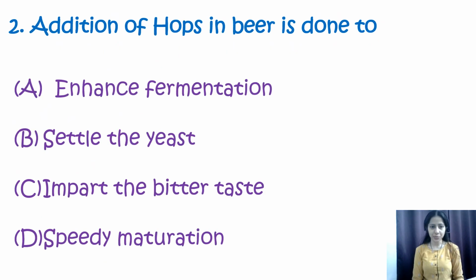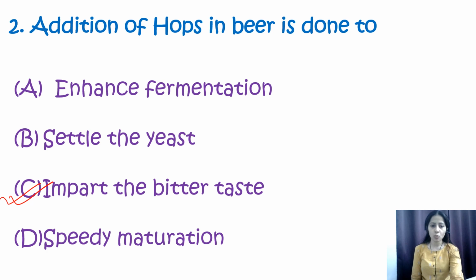So question number 2. Addition of hops in beer is done to: enhance the fermentation, settle the yeast, impart the bitter taste, or speedy maturation. So addition of hops in beer actually has several purposes, but the primary reason is that it imparts the bitter taste to the beer. So over here my correct option is C. But along with it, it provides flavor, aroma and foam stability.